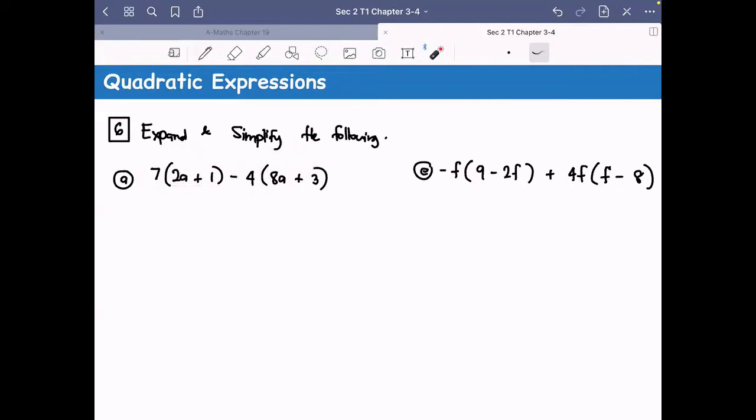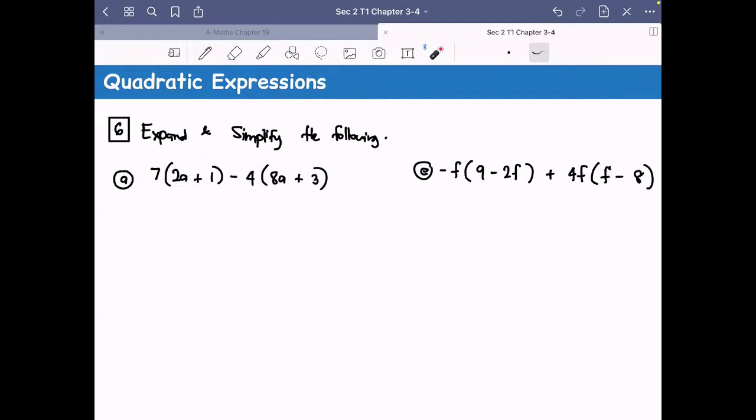Sir, did we learn this before or is this new? We learned this before. Yes, yesterday. Did we learn this only yesterday, or like before in Sec 1? I think you had this when you were in Sec 1. I don't remember this one though. Yeah, we did, but it was simpler than this.